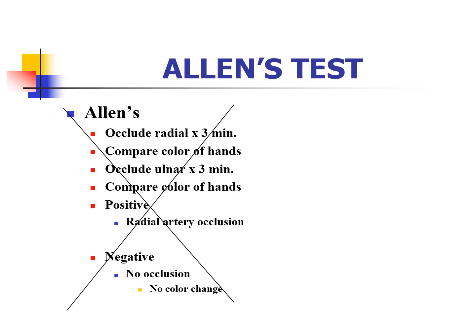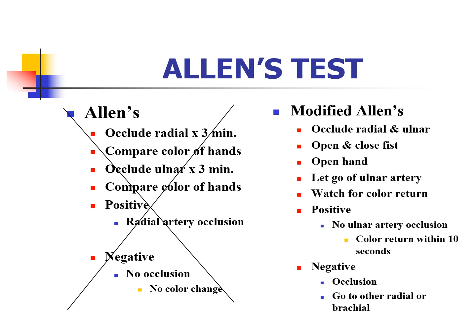The Allen's test. So there's the regular Allen's test, which is not done anymore, and then there's the modified Allen's test. The modified Allen's test is what I'm going to be primarily testing you on. The Allen's test says we're going to occlude the radial artery for 3 minutes. We're going to look at the color of the hand. We're going to occlude the ulnar artery then for 3 minutes, and then we're going to look at the color of the hands. Right? Did they pink up? If it's positive with the radial artery occlusion, we would see color change. If they were negative, there is no occlusion, no color change. So we want to see the Allen's test is not something that's done really much anymore.